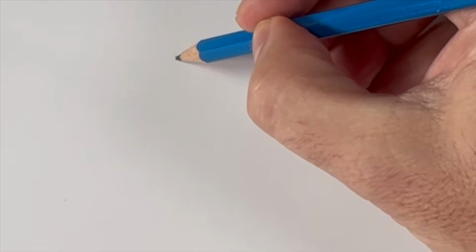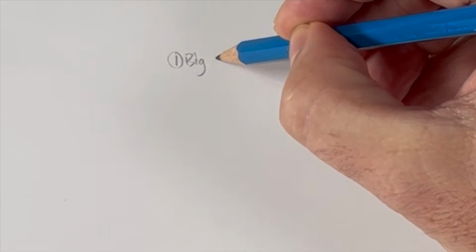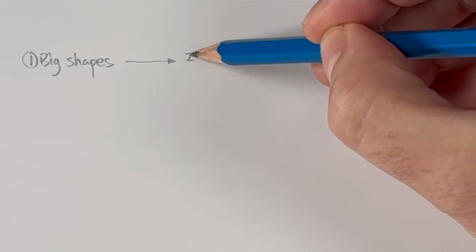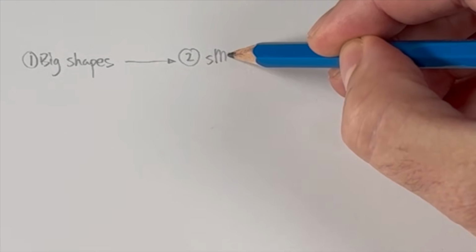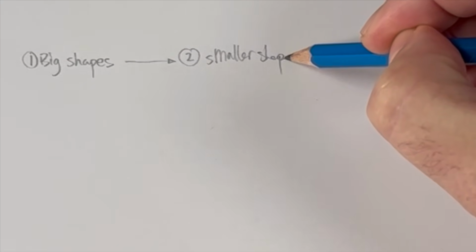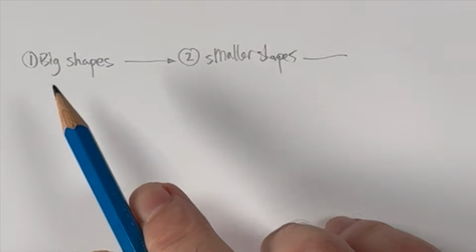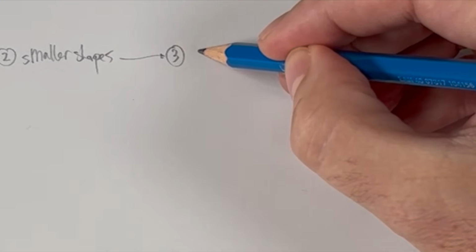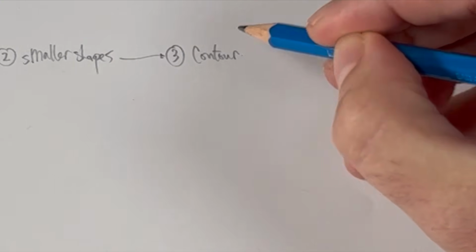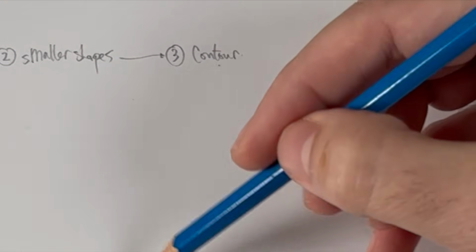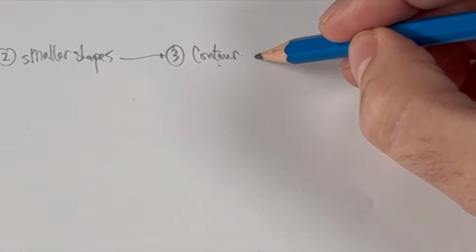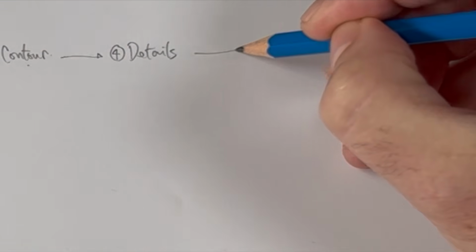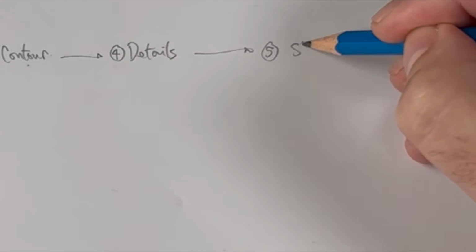So the first step, we're going to start with big shapes. And then we're going to move to smaller shapes. After we have the big shapes and the smaller shapes planned out, we're going to then start refining the drawing with some contour lines. These are outlines that give us the actual shape of the animal. From there, we're going to add some details. And finally, finish things off with shading.